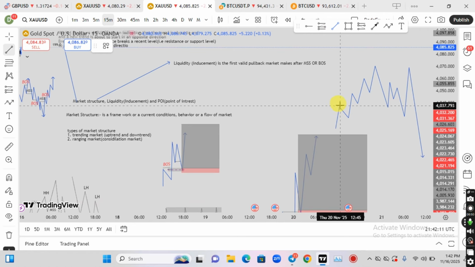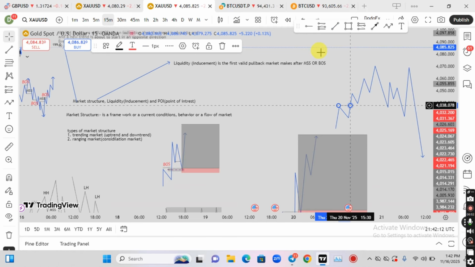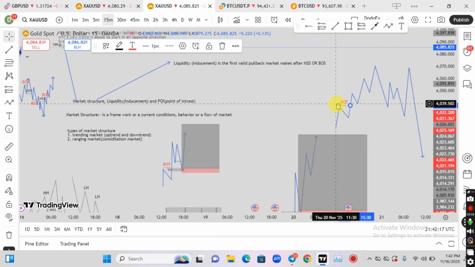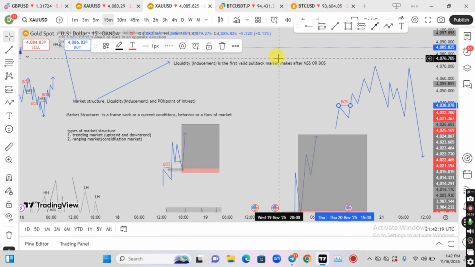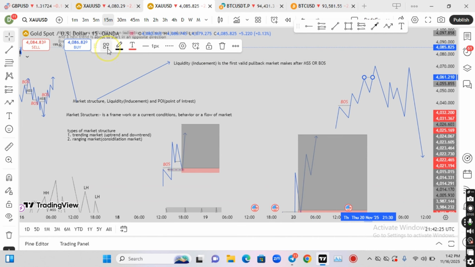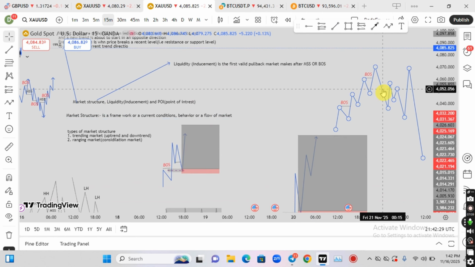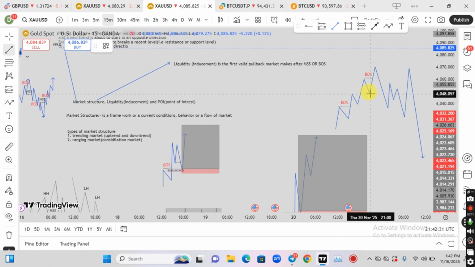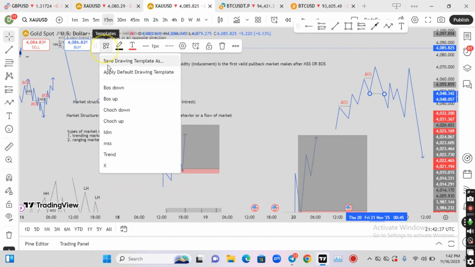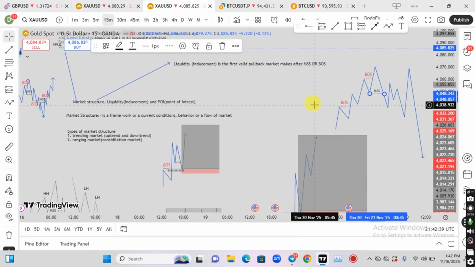We have a series of break of structures here, right? Like I told you guys before, BOS here. Here is BOS, here is BOS, here is BOS. I don't want to be labeling all parts of it, so I'm labeling here as BOS. Then price decided to give us the market structure shift here, right? This is the MSS, market structure shift.